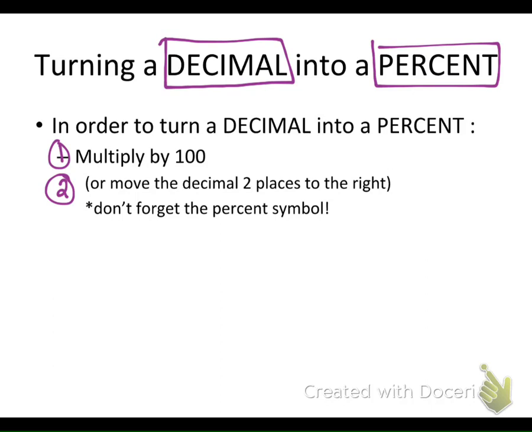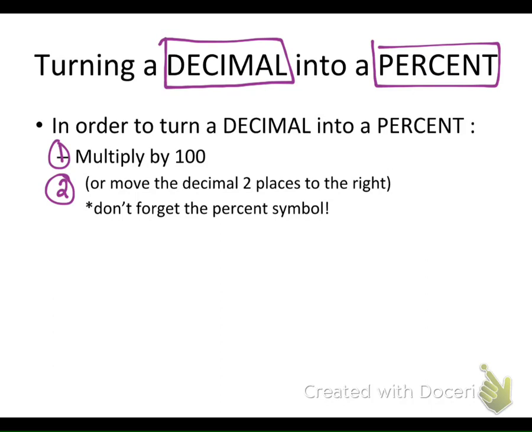I don't care which method you use. However, whichever method you choose to use, make sure you show me your work. Okay? So you can either choose to multiply by 100 to change that decimal to a percent, or you can move that decimal place 2 spots to the right.